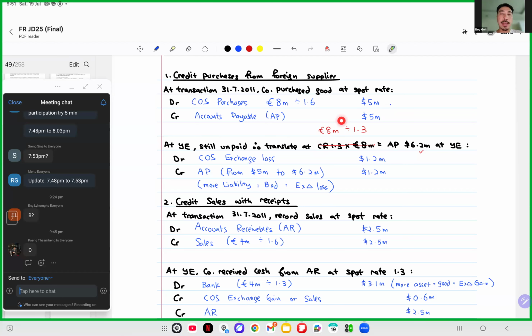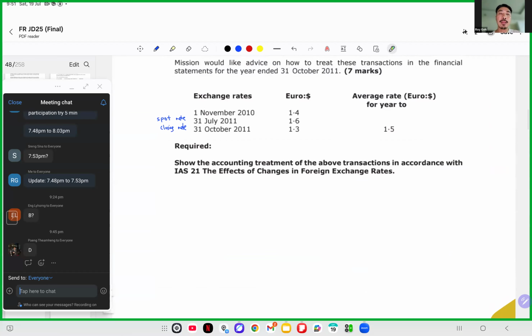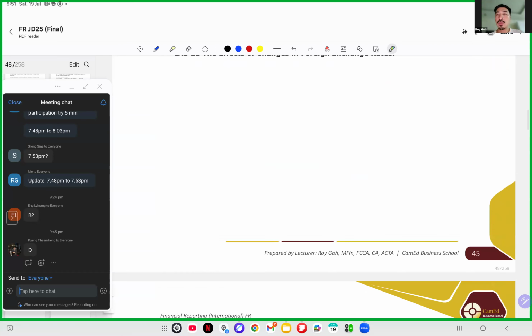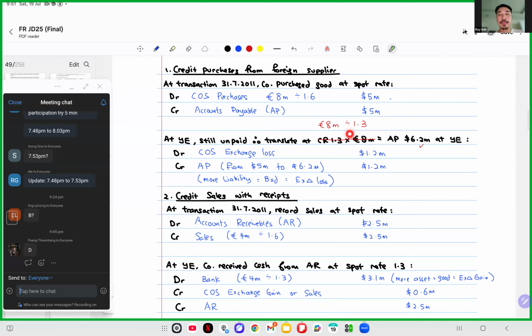Do you pay yet? Not yet. At the year end, you still owe them 8, but the rate is 1.3. How did you know? The year end rate is 1.3. So 8 million at 1.3, you owe them 6.2, up from 5. Did you buy more? No, you still owe them the same 8. But because our dollar has weakened, we owe them more. You call this an exchange loss. More liability is bad. Exchange loss.